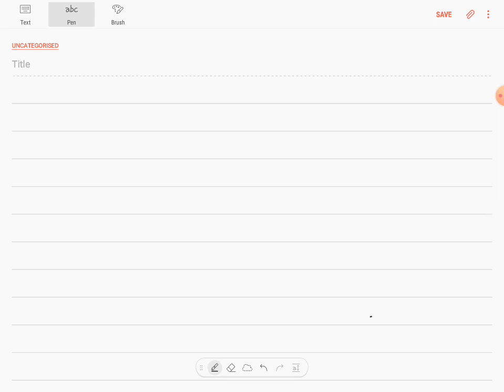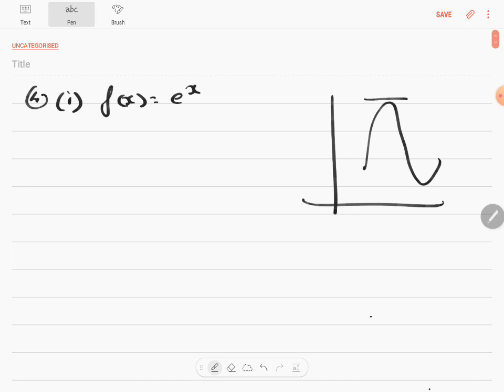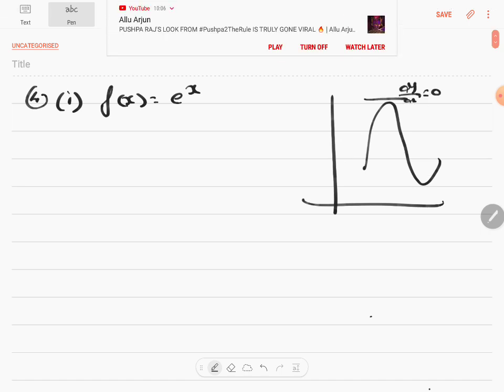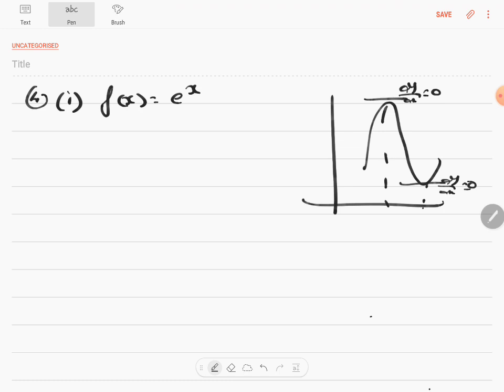f of x is equal to e to the power x. So fourth sum, first subdivision, f of x is equal to e to the power x. Obviously when it is maxima or minima, dy by dx has to be equated to 0, because at that point you will not have a slope. So when you do that, you will get an x value. You can substitute that in the question. This is the logic, so that you get a maxima or minima.